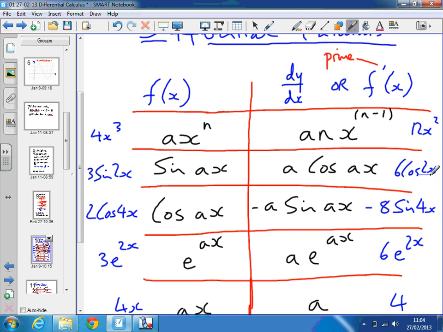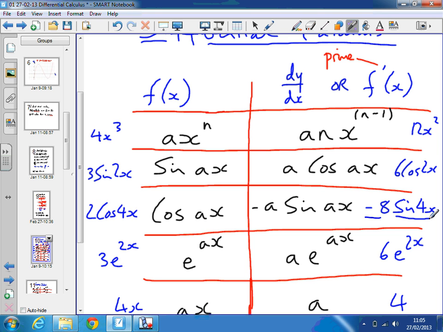Look at the next one. Cosine changes to sine. That's from first principles. That's what the rule tells us, except for this negative sign. So if I differentiate a cosine function, that turns into a sine, but there's a negative in front. So again, look at the example: 2 cos 4x. The 4 comes out and multiplies by the 2. 8. But it's negative. So minus 8 sin 4x.